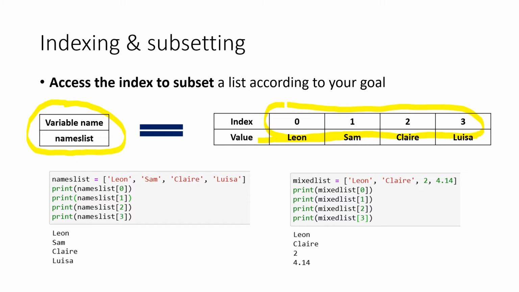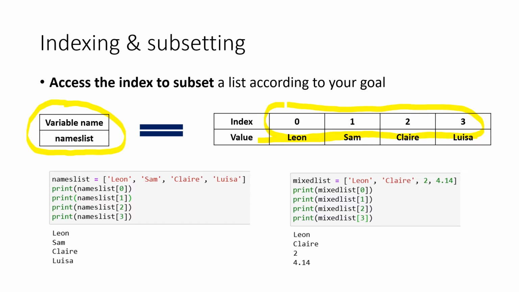So we have here the names list. The first element is Leon, and Leon has the index number 0. Sam has the index number 1, and so on. So why is that useful? Because often we don't actually know really the elements of our list, or we don't really care that much about it. We care much more about the positioning of our elements within the list. So we can directly access the positioning of our elements through using zero indexing and subsetting.